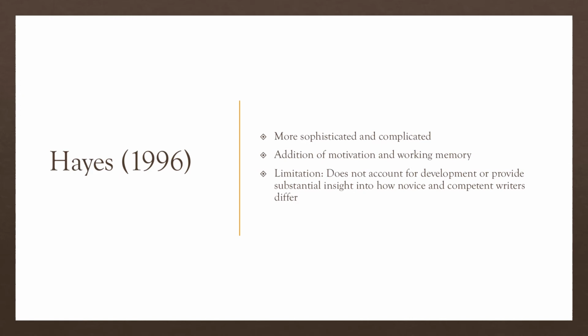So just a little bit more about it. This one was obviously more sophisticated and complicated, added the motivation theory and working memory, but the limitation of both this one and the Flower Hayes one is it doesn't account for how the writers develop, and it doesn't really provide any insight into how we help them get better at it. So limitations, but still very important research or theories.